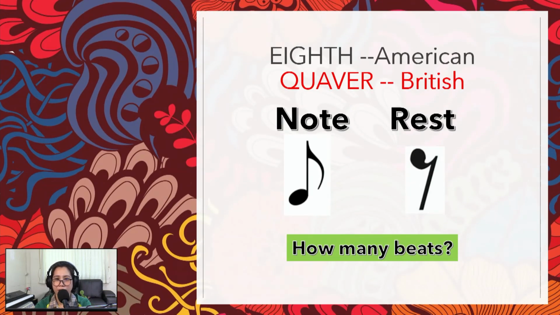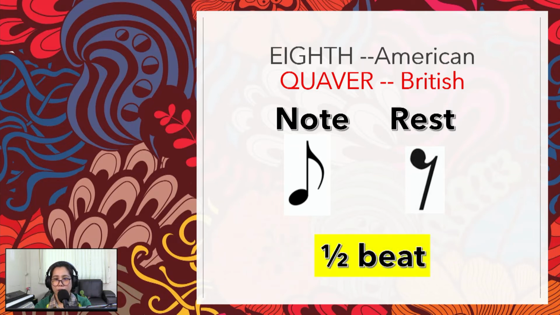Next, we have the eighth or quaver note or rest. How many beats does this note and rest have? How many? 5 seconds. 1, 2, 3, 4, 5. Answer. The answer is 1/2 beat.